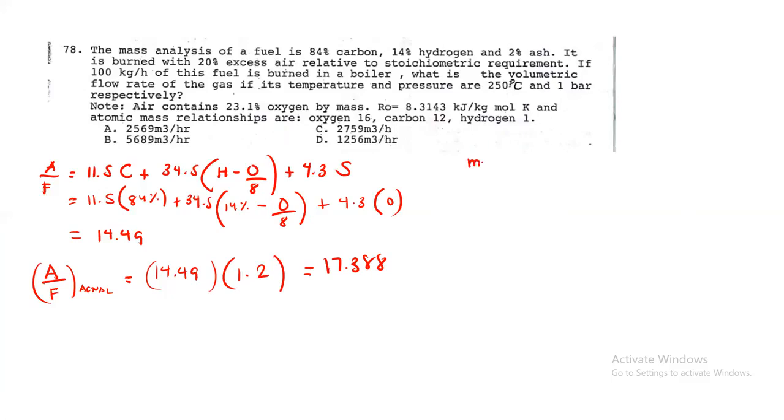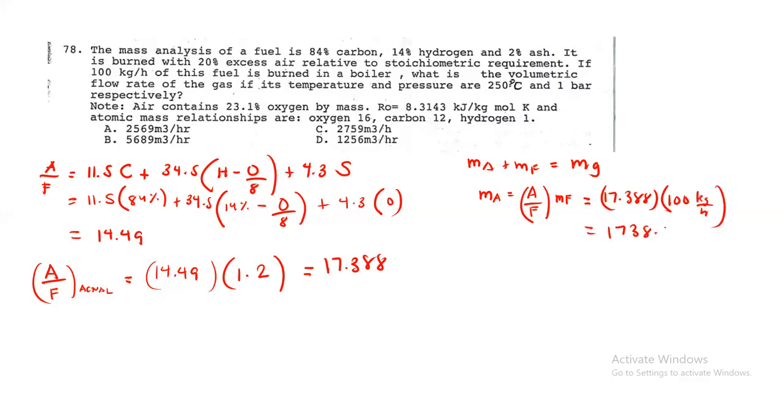So, from the formula, mass ng air plus mass ng fuel is equals to mass ng gas. Para makuha natin dito yung mass ng air, is equals to air fuel ratio times mass ng fuel, syempre. So alam natin ang air fuel ratio is mass ng air over mass ng fuel. So times ang mass ng fuel para makuha natin mass ng air. So 17.388 times mass ng fuel. So ilan ba yung mass ng fuel dito? 100 kilograms per hour. So, 1738.8 kilograms per hour.